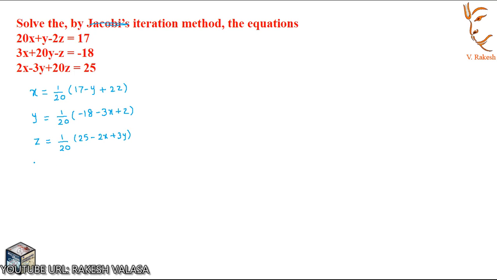For iteration 1, let us assume y0 equal to 0 and z0 equal to 0. Now substitute these two values in the first of these equations. We get x1 equal to 1 by 20 into (17 minus y0, which is 0, plus 2 into z0, that is 0). The value is 17 by 20, that is 0.85.